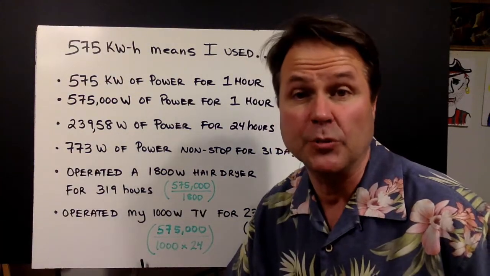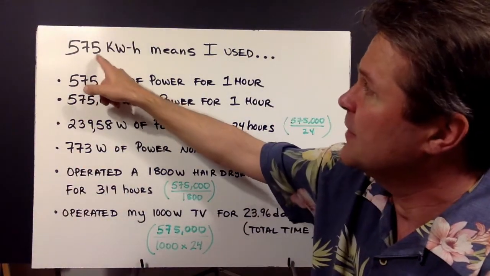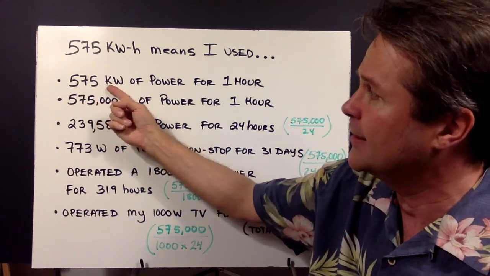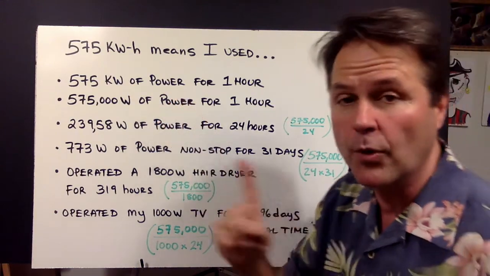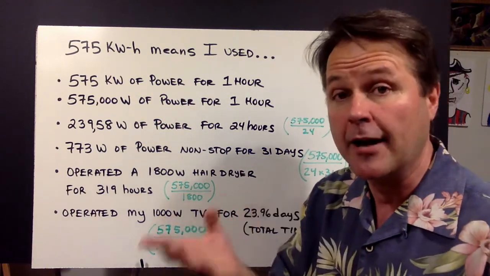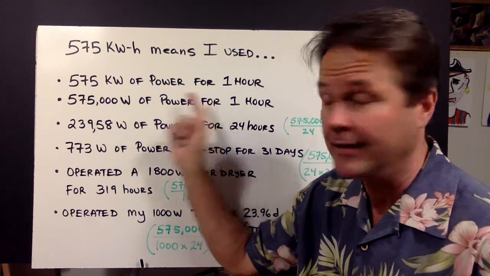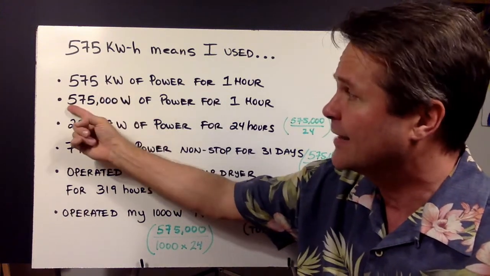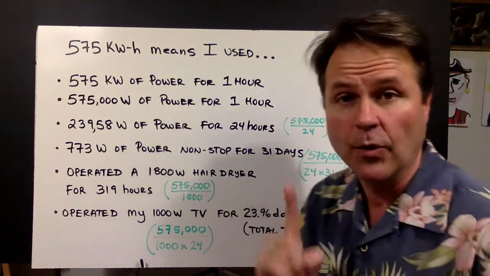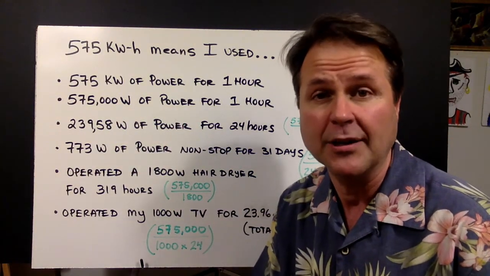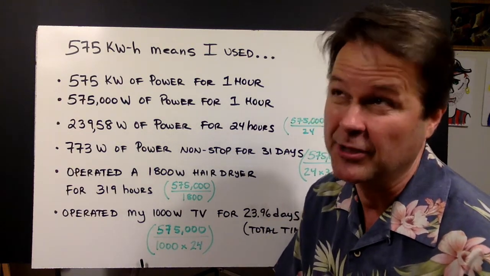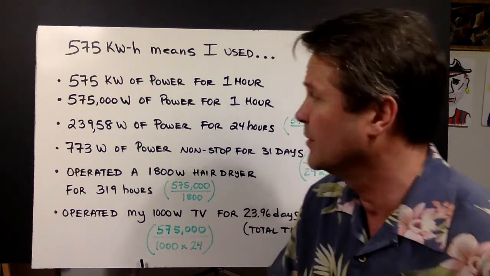So let's interpret this. What does this mean? 575 kilowatt hours means that I used 575 kilowatts of power for 1 hour. Well, that's not really true because that represents the entire month, but that is one way of looking at it. That's a tremendous amount of energy. That's 575,000 watts of power for 1 hour. I don't think I could possibly ever do that if I plugged everything in my house in at the same time. Actually, if I did do that, it'd probably blow all the fuses.